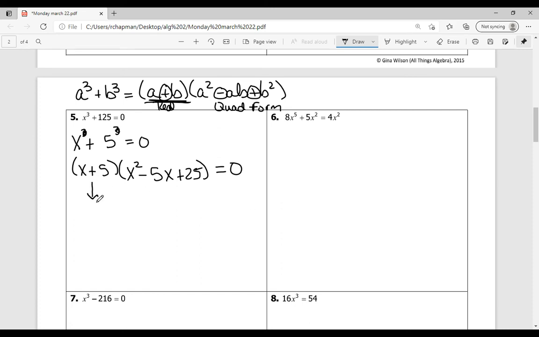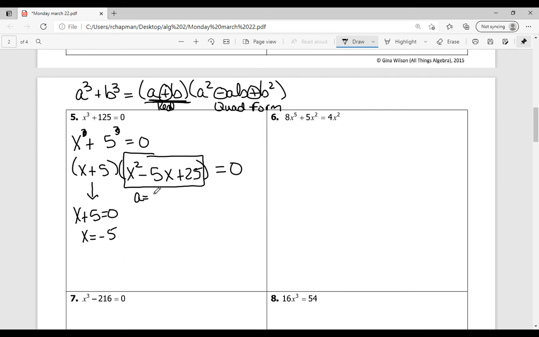So when I set my binomial equal to 0, x plus 5 equals 0, so x equals -5. You will get a real number there every time. It could be 1/2, it could be -6. I don't know what it's going to be. It's just whatever that factor is, but that one will give you a real number, plus, minus, decimal, fraction, whatever it is. This is the one that we're going to have to do the quadratic formula for.